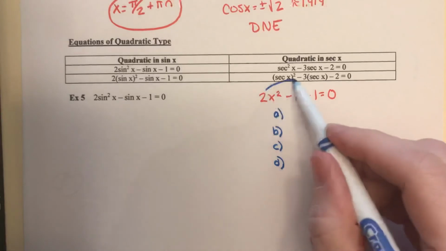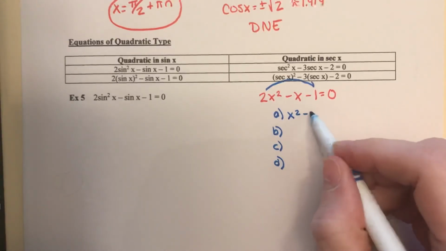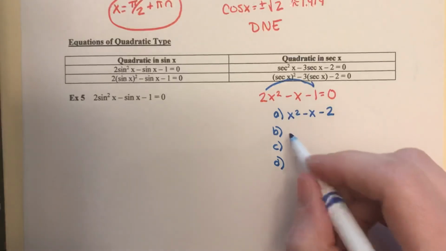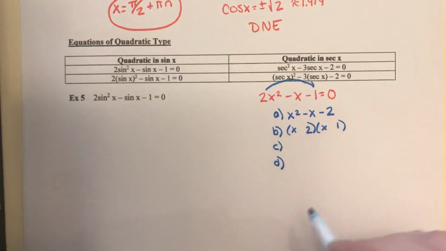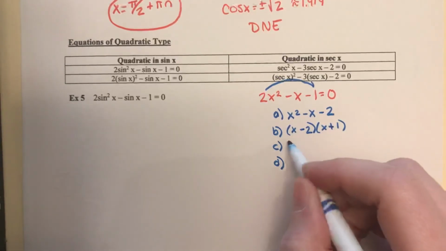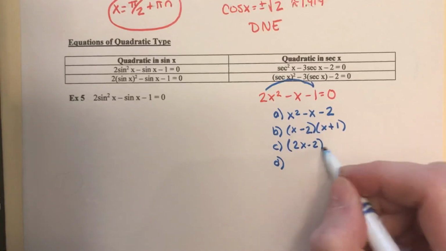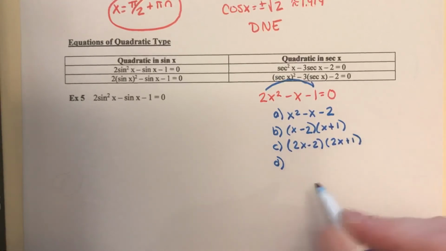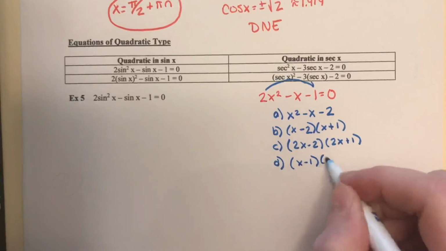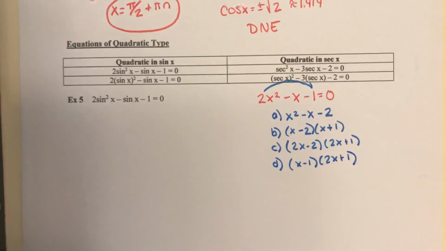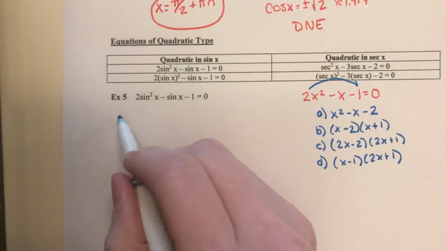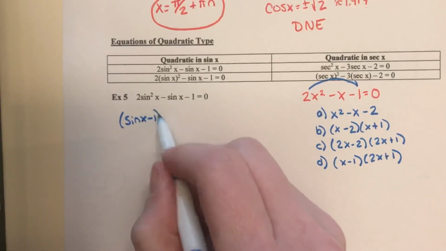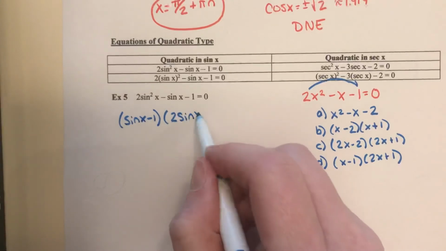First step is we multiply the first and last number. So x squared minus x minus 2. The second step is we factor: factors of 2 that subtract to give us 1. Third step, we put our 2 back in. And then our last step, we reduce. Now we're going to do the same thing, except we have a sine. So instead of writing x minus 1 and 2x plus 1, we would write sine x minus 1 and 2 sine of x plus 1.